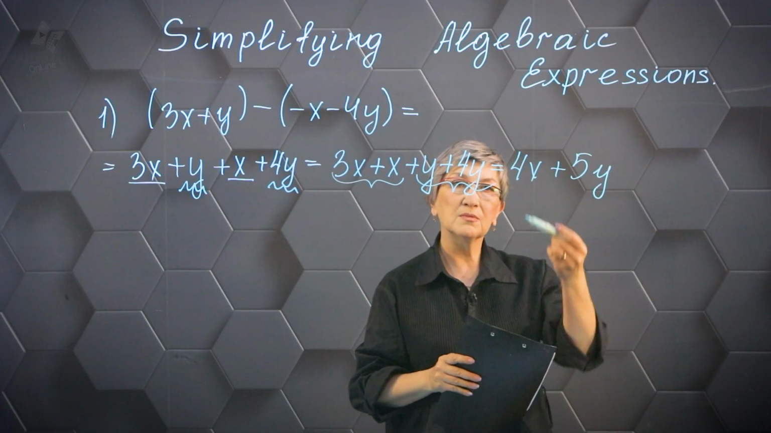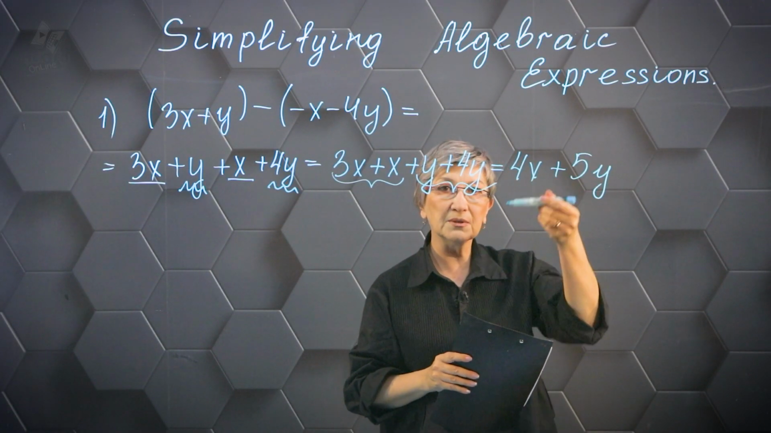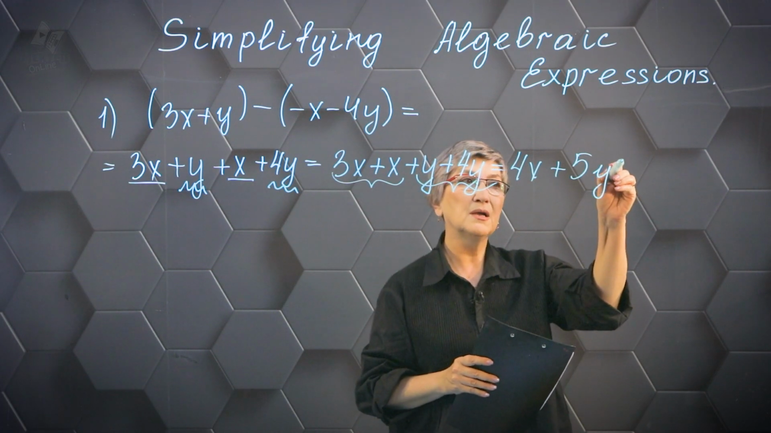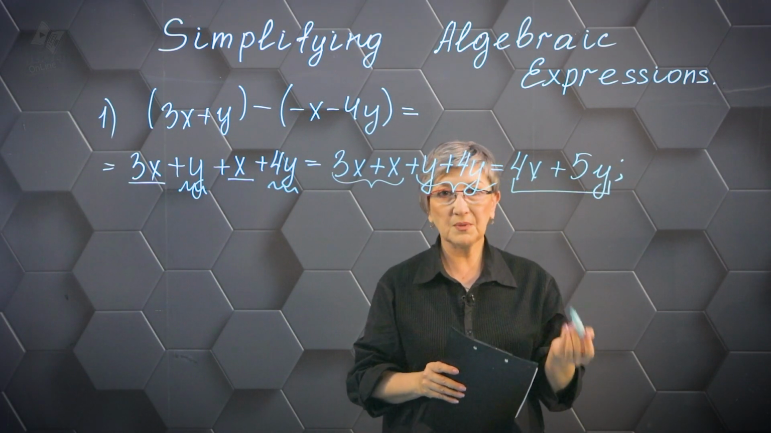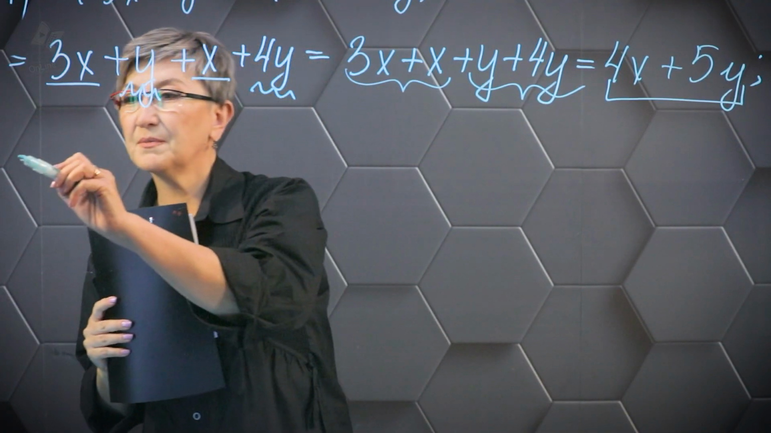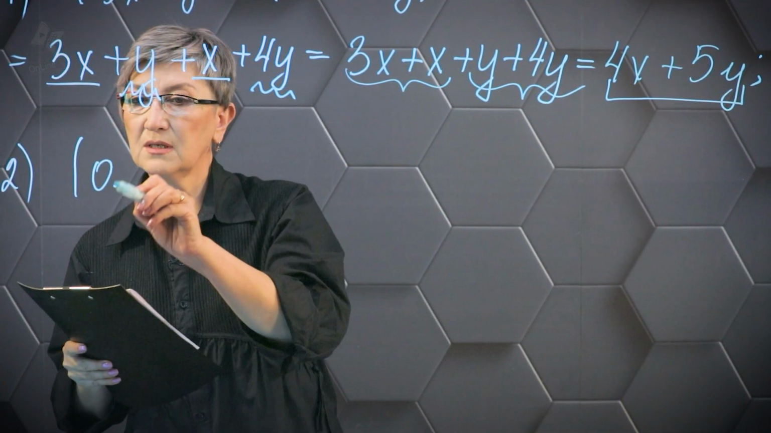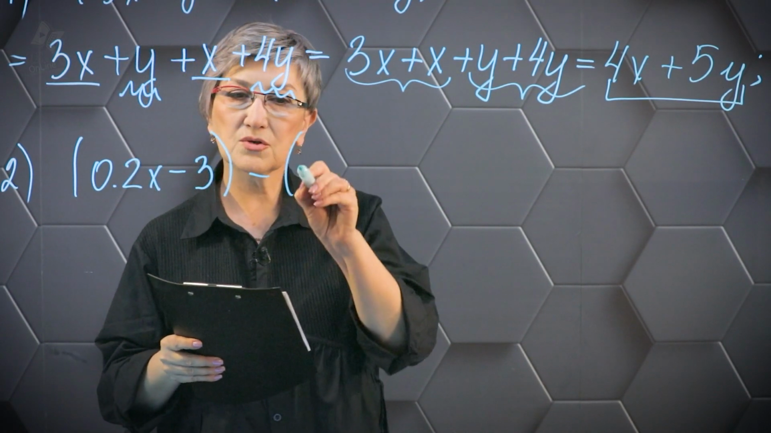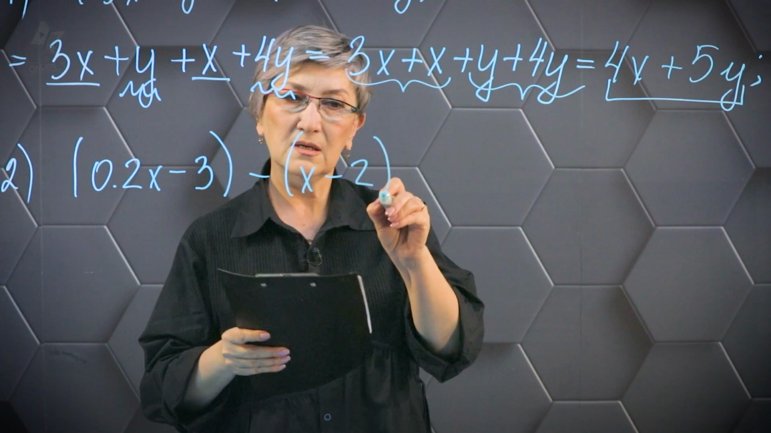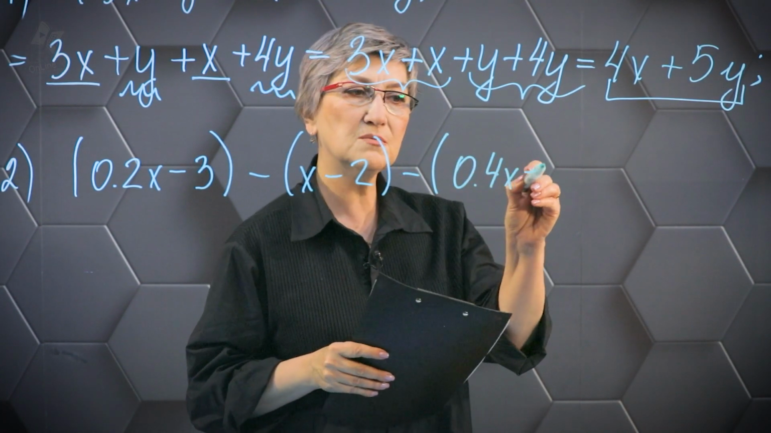We can't find the sum of 4x and 5y because they're not similar summands. So the answer is 4x plus 5y. And another example, 0.2x minus 3, another parenthesis, x minus 2, minus, and another parenthesis, 0.4x minus 1.